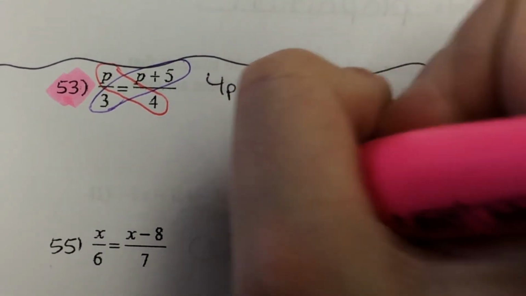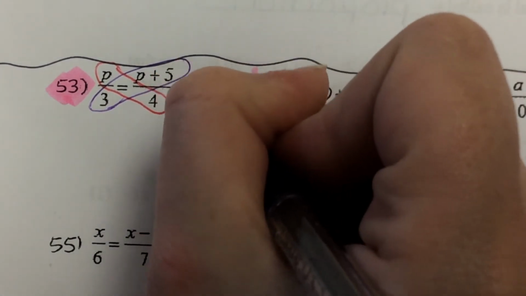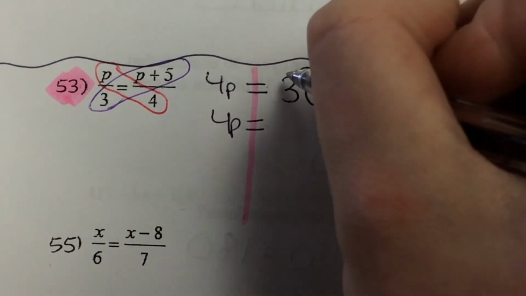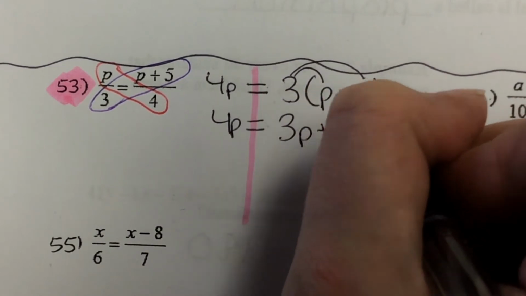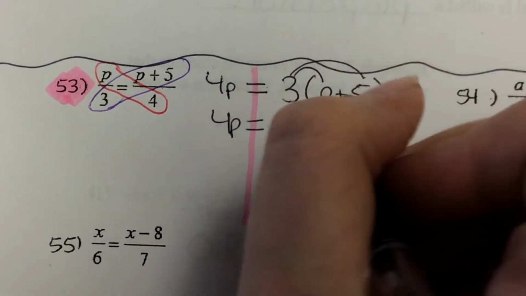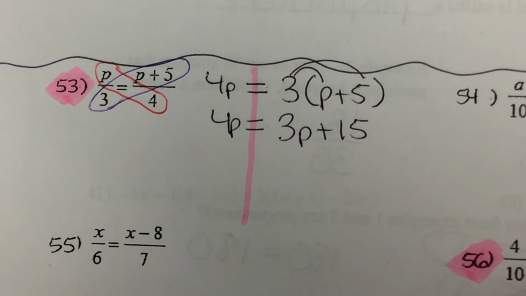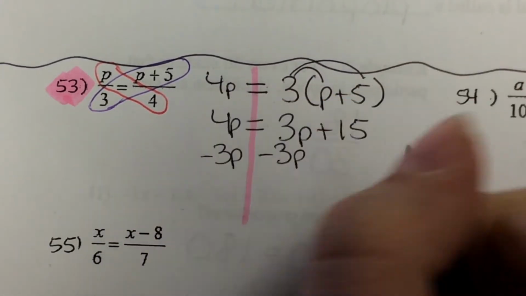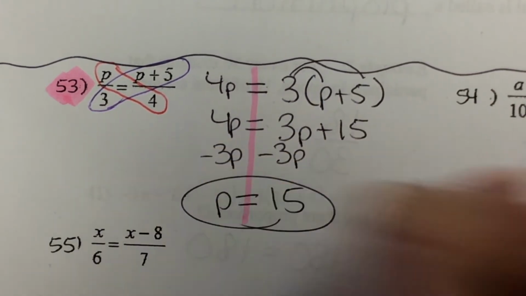So I'm going to draw a line down my equal sign, split it into 2 halves, and solve the same way I would. 4p equals, distribute that 3p, 3 times 5 is 15. So we'll have 3p plus 15. How do you solve this? We need to get all of our variables to one side, so let's do our inverse operation. 3p is already positive, so opposite operation is to subtract. And we have p equals 15 as our answer.